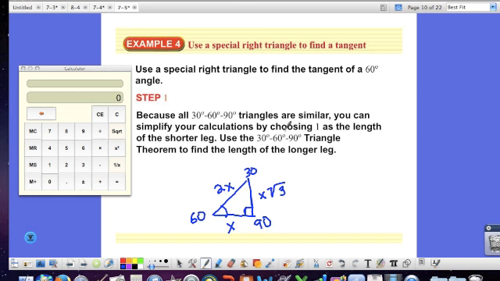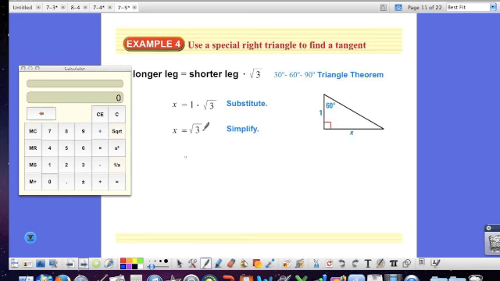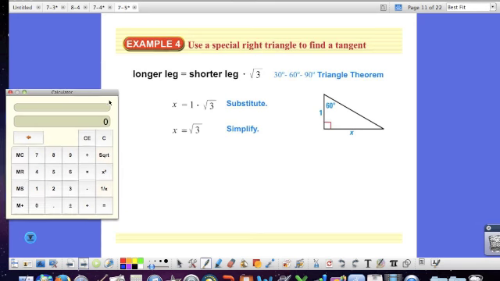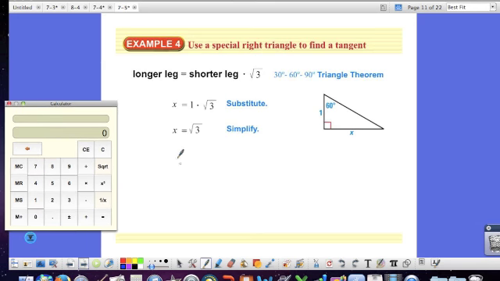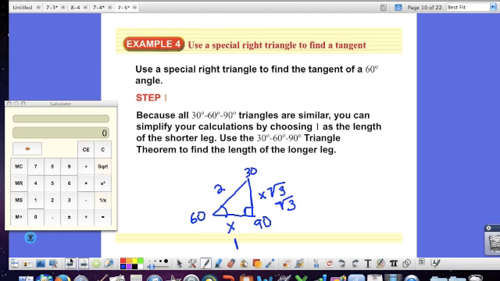So if I put 1 in for x, that's going to be radical 3. And remember, I think we're going to do this in a minute, to find the tangent that's going to be the opposite, which is radical 3 over 1, which is still going to be radical 3. So the tangent of 60 is going to be radical 3.